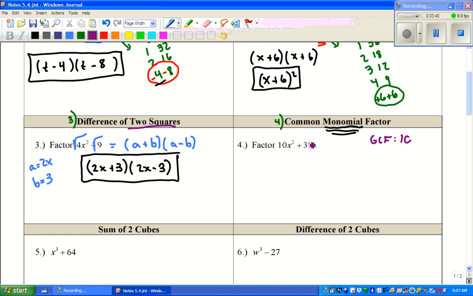Also, this one has x squared. This one has x. The most number of x's that we can take out of each of those is 1x. So I'm going to divide this by 10x. I'm going to divide this right here by 10x. I'm going to factor it out, okay?